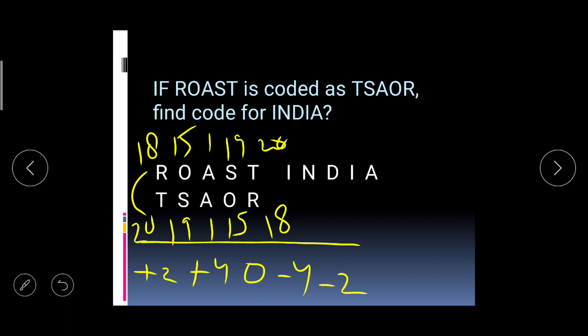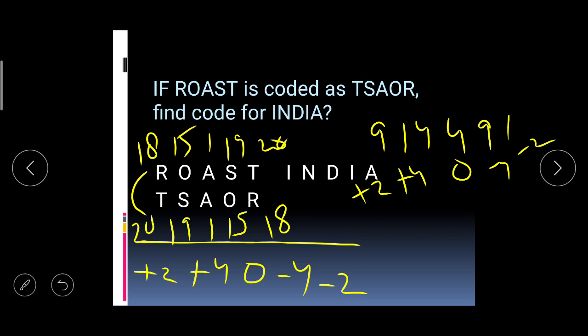What is the code for I? That is 9. N is 14. D is 4. I is 9. And A is 1. So, again let's apply plus 2, plus 4, 0, minus 4, minus 2, right. Okay. So, 9 plus 2 is 11, sorry, 14 plus 4 is 18, 4 plus 0 is 4, 9 minus 4 is 5 and 1 minus 2.